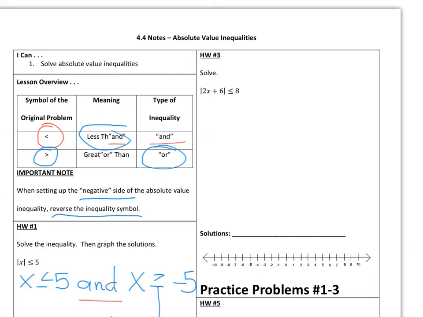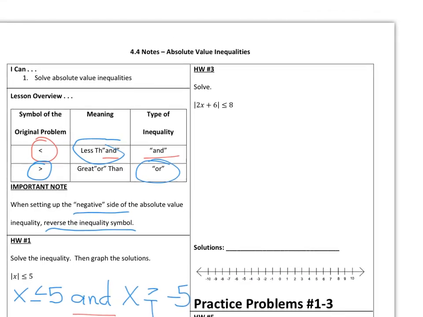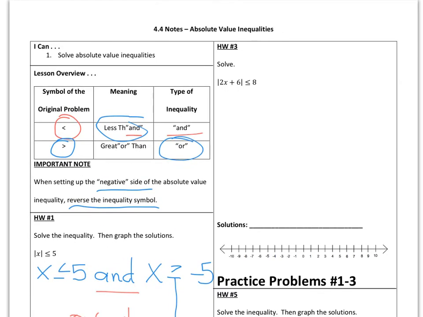Okay, let's take a look at homework number 3. Again, this one starts out a less than, so we're going to drop the absolute value and go ahead and set up our two problems. Remember, we can drop the absolute value because everything is inside the absolute value. You don't want to do that until you've got everything inside. So we're going to set up the original problem, and then because the original problem was less than, we know it's an "and." Then I've got 2x plus 6 is greater than or equal to negative 8. So I turned the absolute value around, and then I made the 8 negative.